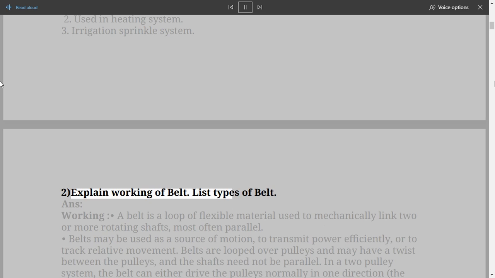2. Explain working of belt. List types of belt. Answer: working.